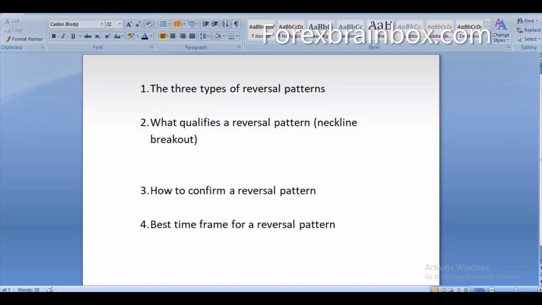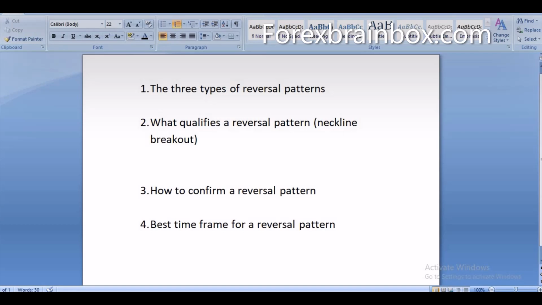Hello everyone. So our focus today is going to be on reversal pattern technical analysis. Okay, so sit back and listen throughout the tutorial, and by the end of the video you'll be able to tell when to take a trade after seeing the structural formation that indicates a reversal pattern.